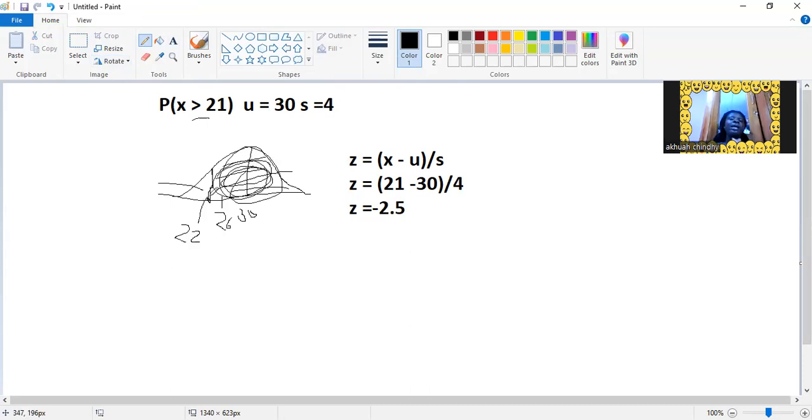So we know that the sum of probabilities is equal to 1. So all the probabilities on this side, plus the probability in this small region, should be equal to 1, right? And then we know that to the left of 21, all these figures, they are in the negative table. So let's look at the negative table.